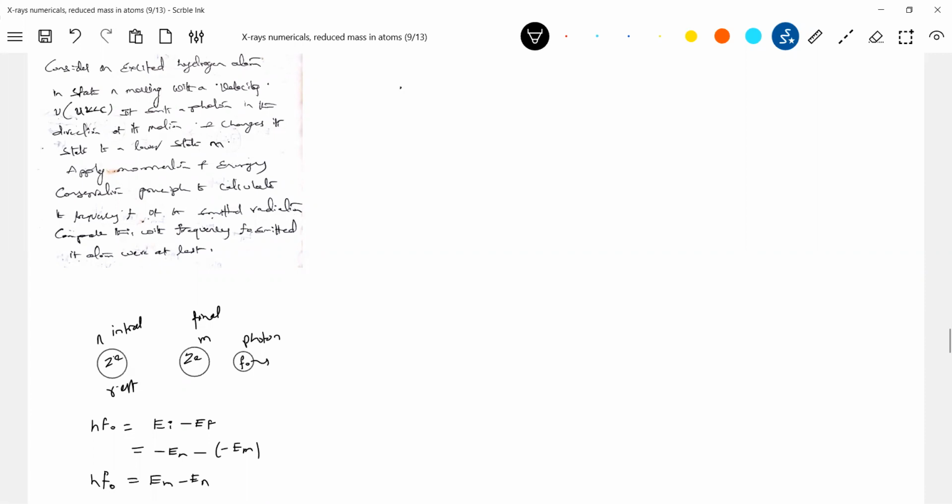An atom is moving with a speed u and it is in nth state. This is the initial. Now it will give out a photon. Then minus En will be negative.